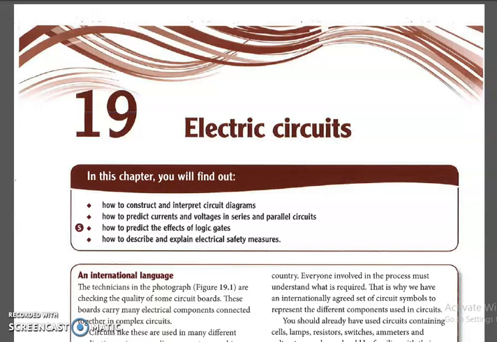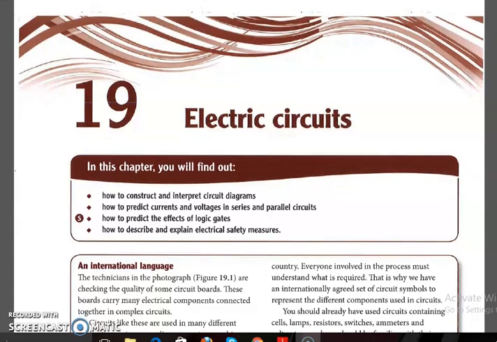Good morning, students. Today we are going to take a new chapter, electrical circuits. This is a continuity of our previous chapter, so this will be easy for you.